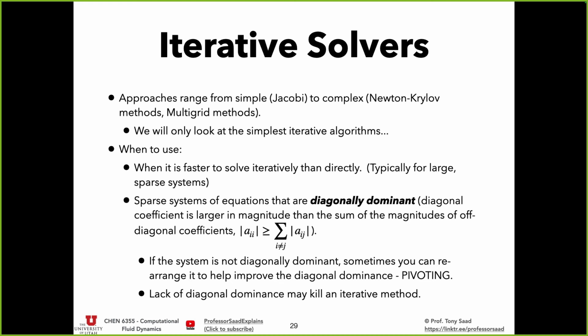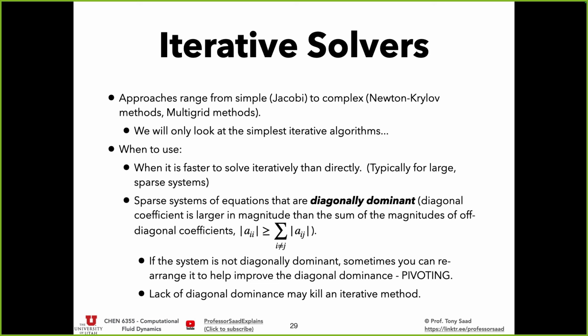Now, there's a little trick that I didn't mention. There's a little condition, not a little, it's an important condition, for a sparse iterative solver to work: the matrix needs to be diagonally dominant.